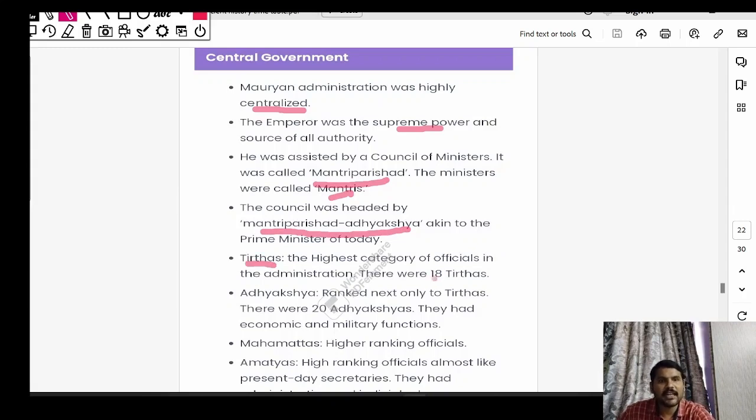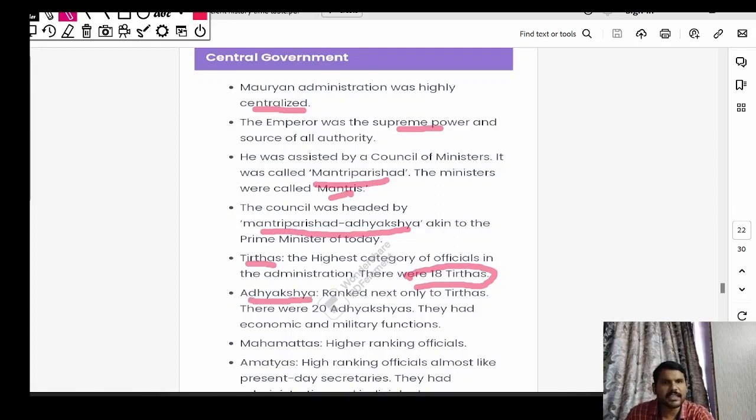Tirthas, the highest category of officials, are 18 Tirthas. So just go through these things now, and when you answer questions, for example if they ask how many Tirthas are there, then 18 Tirthas. That is how you will remember them. While going through, just pause the page and go through. After you answer the questions, you will get a better idea.